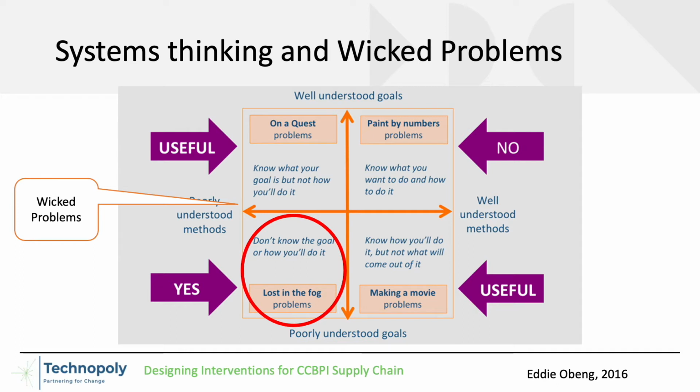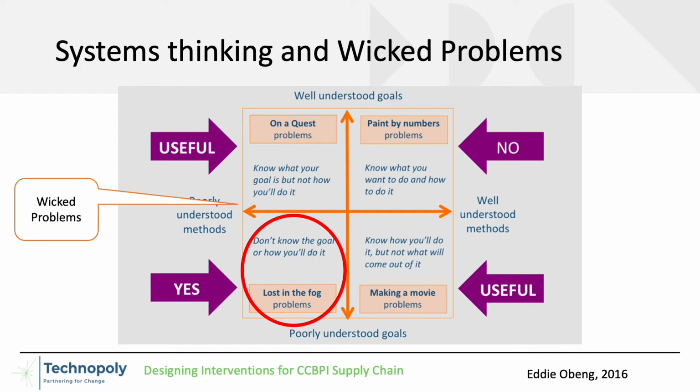A popular management consultant, Eddie Obeng, has identified when we can use what we call systems thinking with these wicked problems. These wicked problems are oftentimes in the realm of situations or issues where we poorly understand how things are and what the goals are.